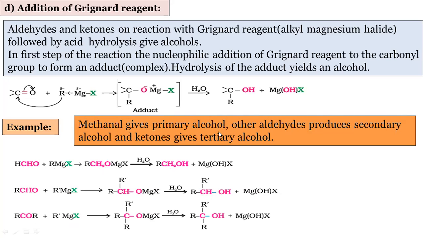Methanal gives primary alcohols, and methanal is the IUPAC name of formaldehyde. Then other aldehydes produce secondary alcohols, and ketones give tertiary alcohols. You can take any aldehyde and make a practice at your home. You can take aromatic aldehydes also, and aliphatic aldehydes also.